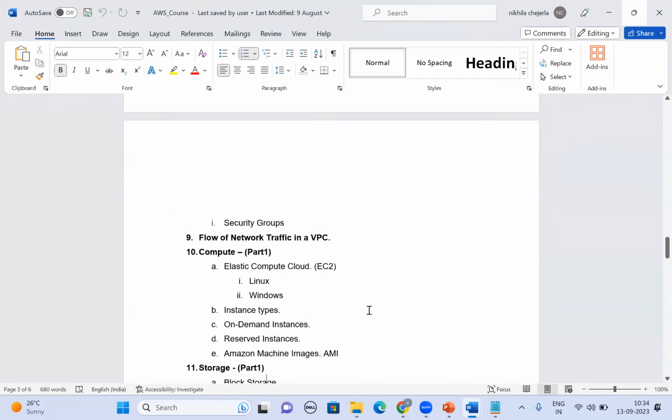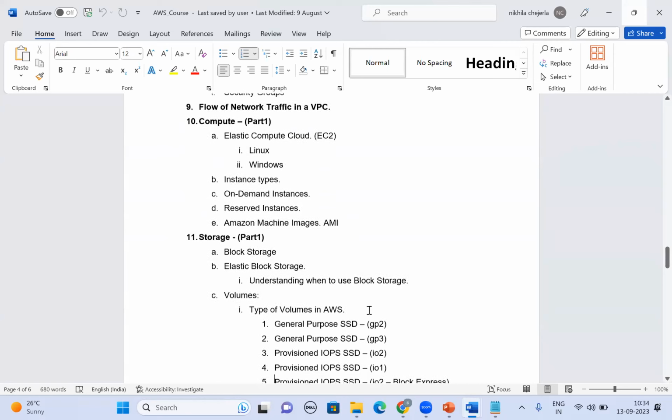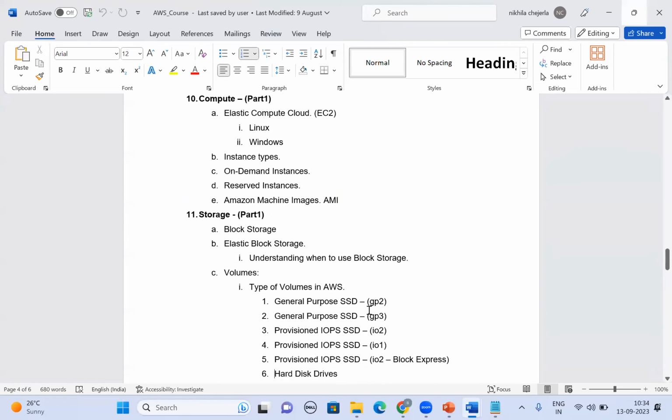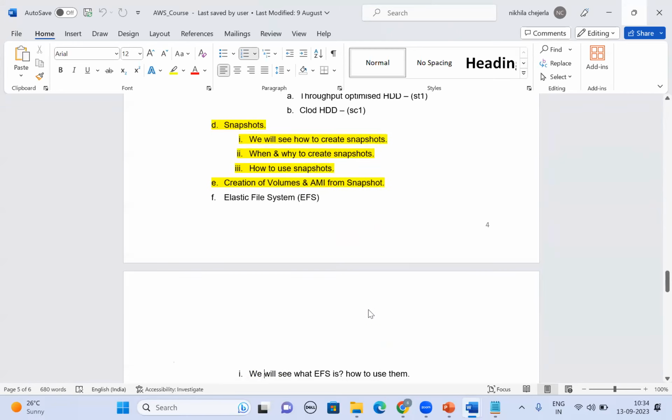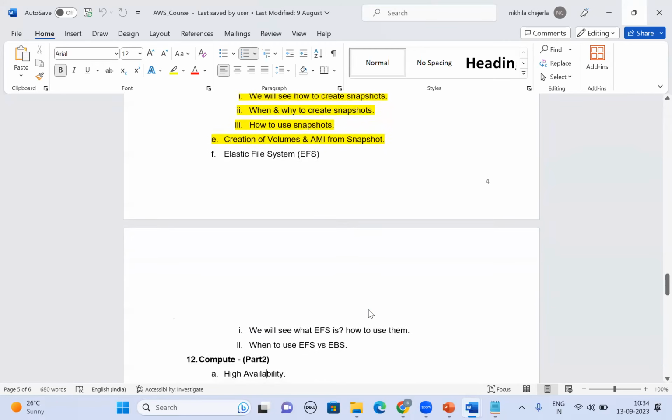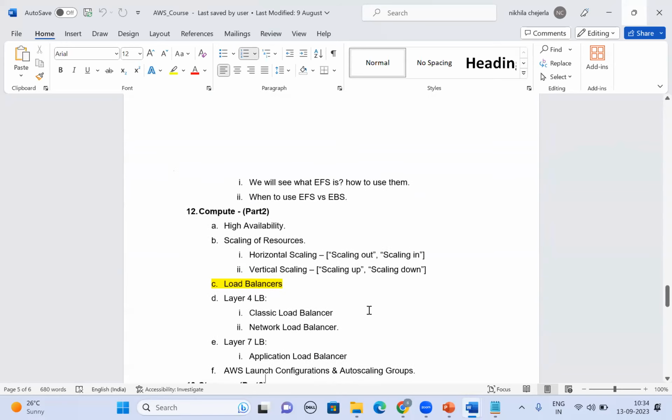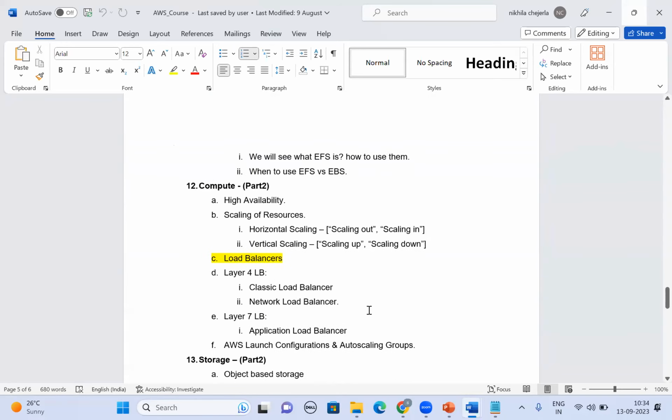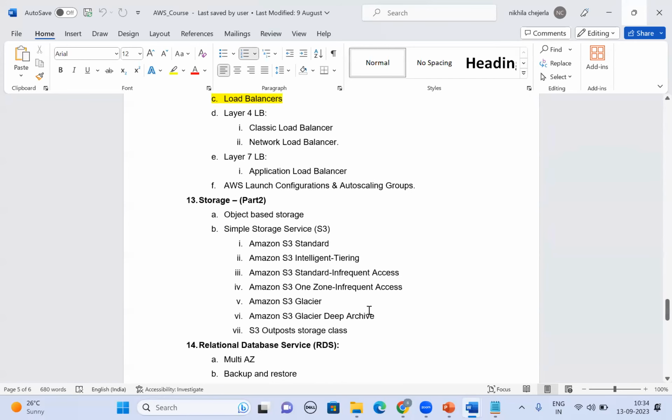And we discuss compute, right? What is an EC2 instance? What is instance type? What is an on-demand instance? What is a reserved instance? What is an Amazon Machine Image, right? And then we'll discuss the storage part also, which is called block storage, Elastic Block Storage. What volumes are there? What kind of volumes? What is a snapshot? What is Elastic File System, right? If you go to the second part of compute, we will discuss high availability, what is scaling, what are load balancers, right? And what is the storage part, right?